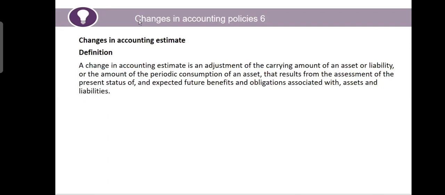So that's not very tricky, okay? A change in accounting estimate is an adjustment of the carrying amount of an asset or liability, or the amount of the periodic consumption of an asset, that results from the assessment of the present status of, and expected future benefits and obligations. So pretty much difficult definition. You can assume that your estimate is like 5 years useful life, 20% residual value. These are called your estimates. And you can change them, by the way.